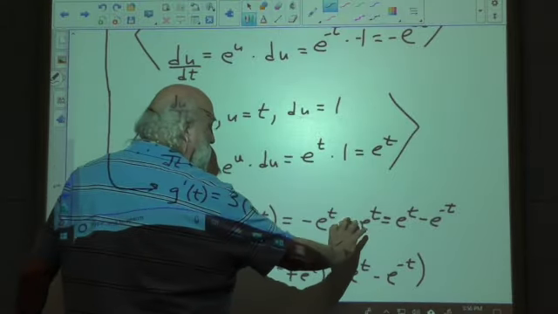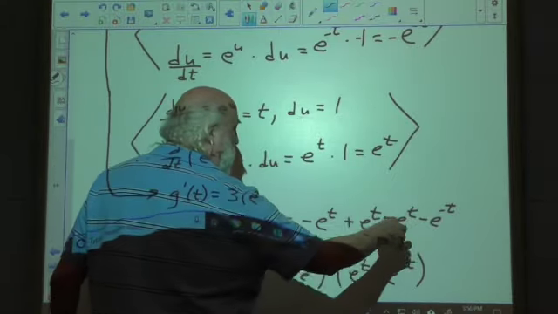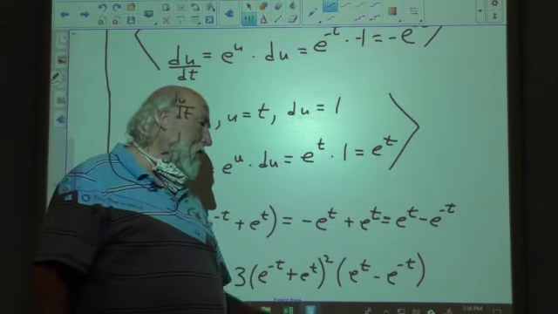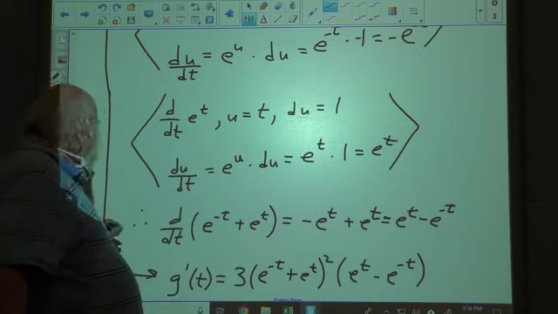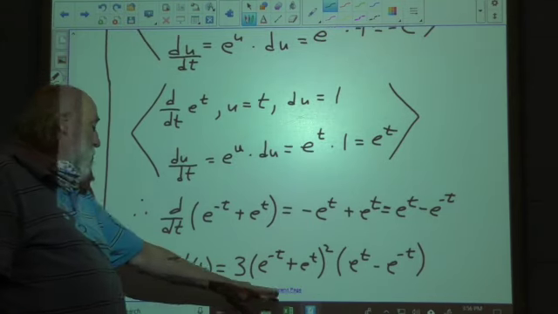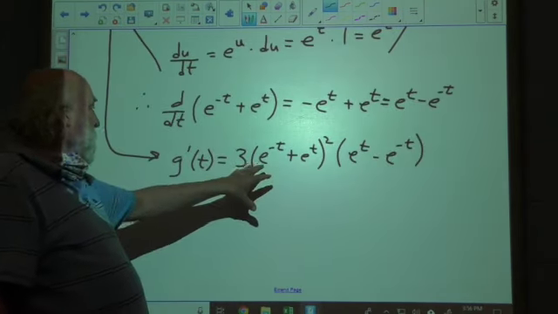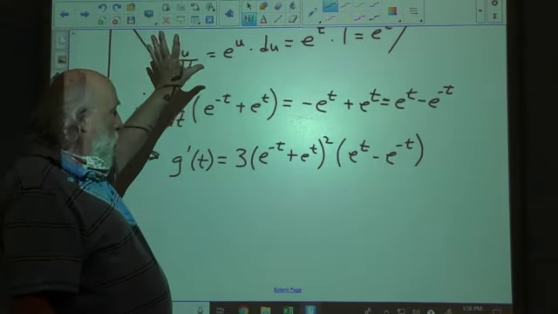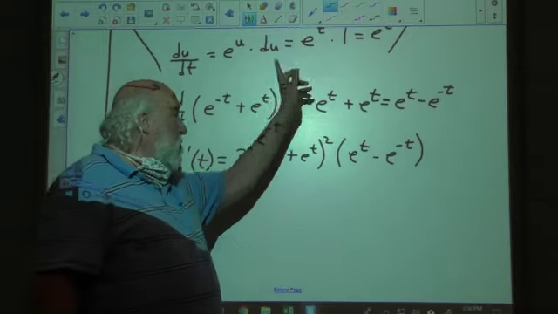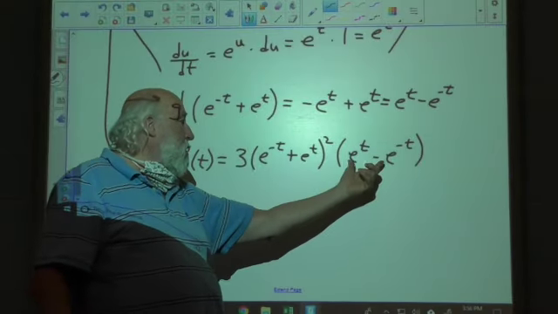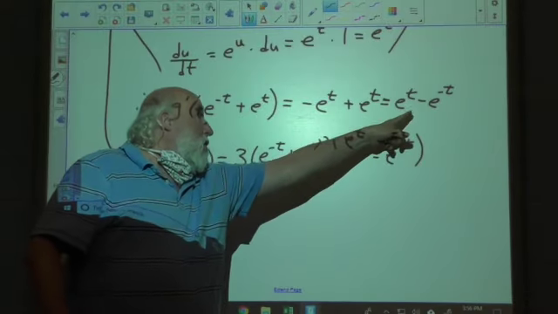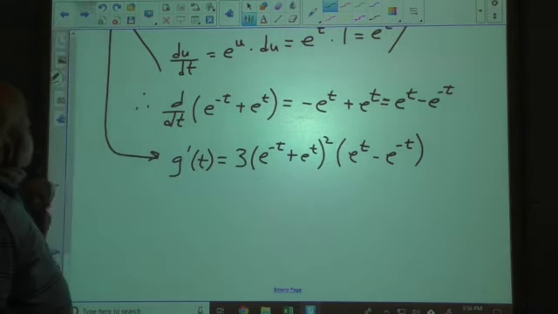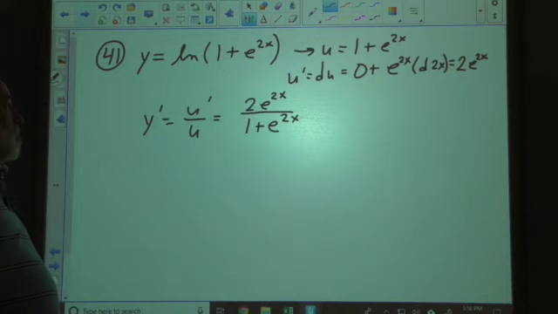All right, so basically what I did is I switched this around because we don't like negative values for the first number. So we just make that a subtraction problem. And we end up with 3 times e to the negative t plus e to the t, which was the original quantity inside. And then the derivative of what we found from the two parts gave us e to the t minus e to the negative t. All right. Next one is number 41.